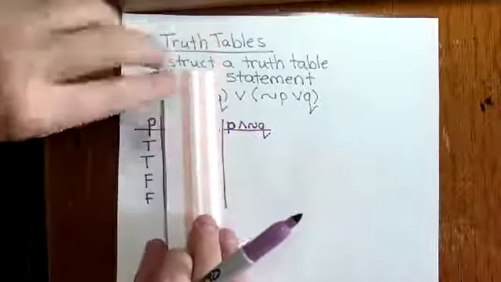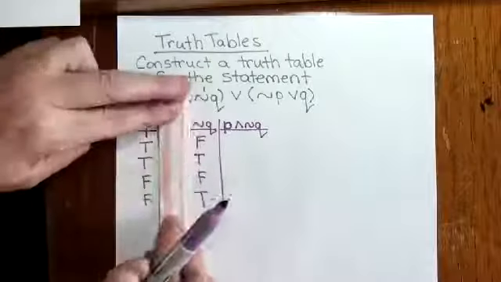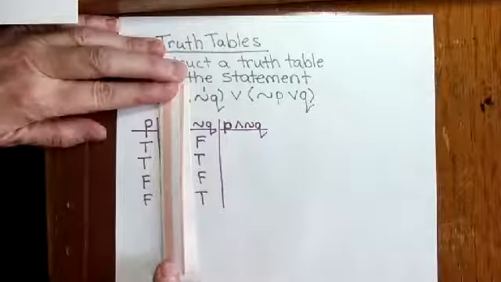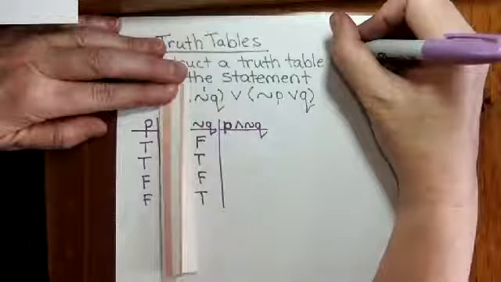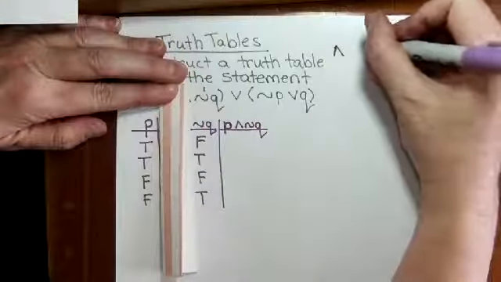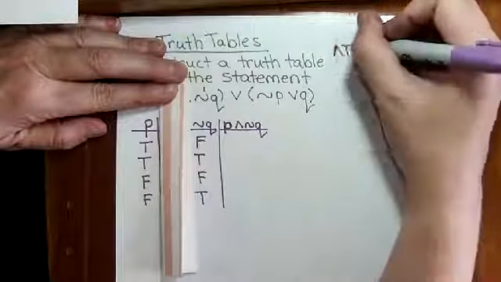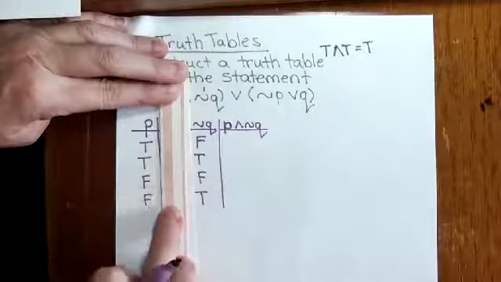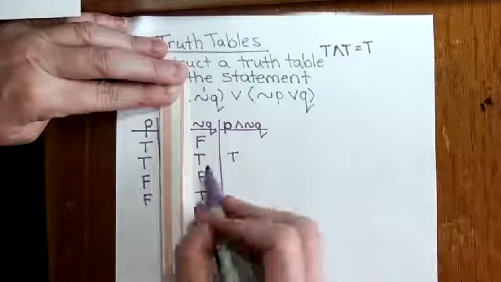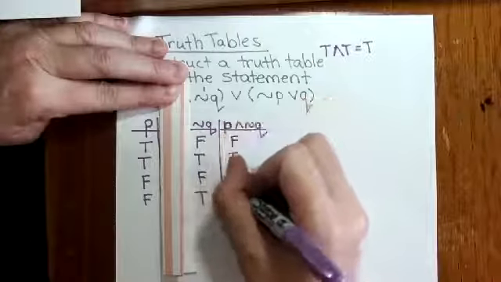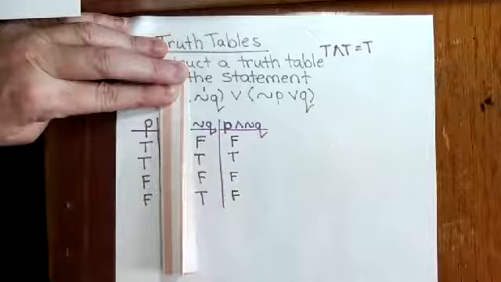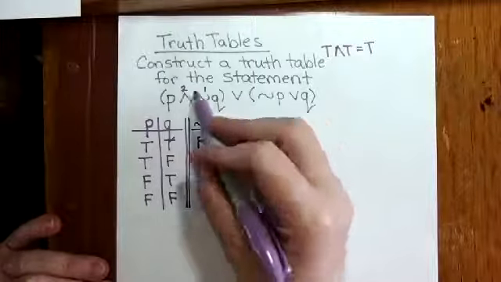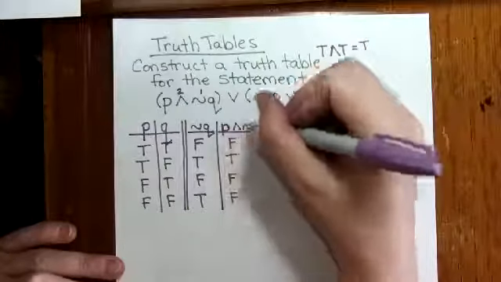So if we look at our P column and our not Q column, and we use our AND symbol, then what we have to remember is the key point. The only thing that makes an AND true is that both sides are true. That happens in the second row only. If we try to OR this result, we won't be able to.